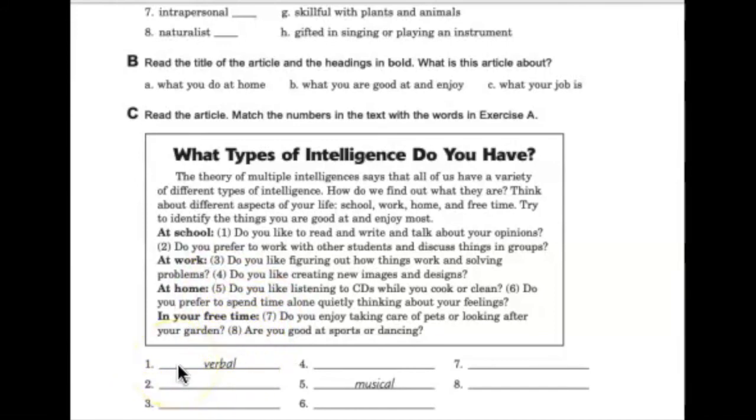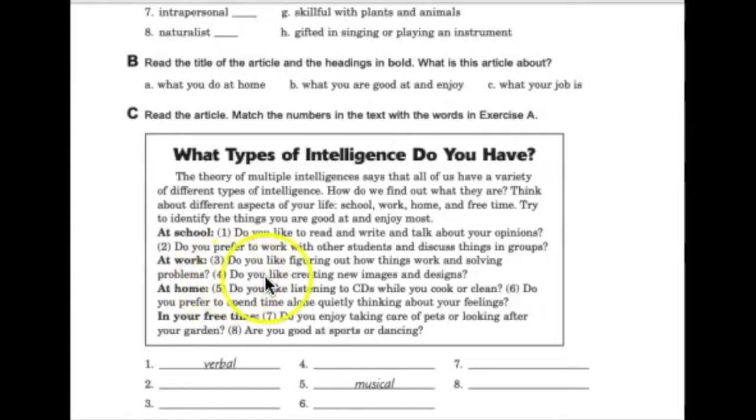Okay, let's go over the answers now. Number 1 is, do you like to read and write and talk about your opinions? Then you are verbal. Number 2, do you prefer to work with other students and discuss things in groups? Then the answer for number 2 is interpersonal. Okay. Number 3, do you like figuring out how things work and solving problems? The answer to number 3 is logical.